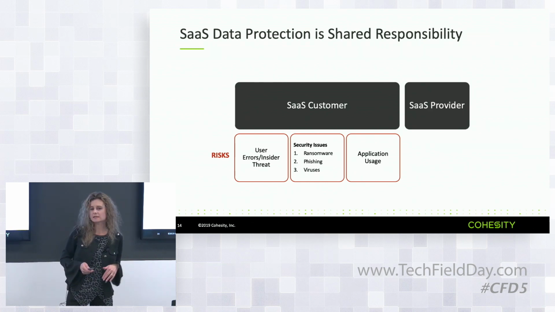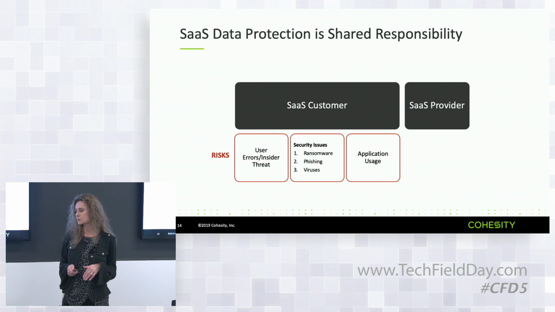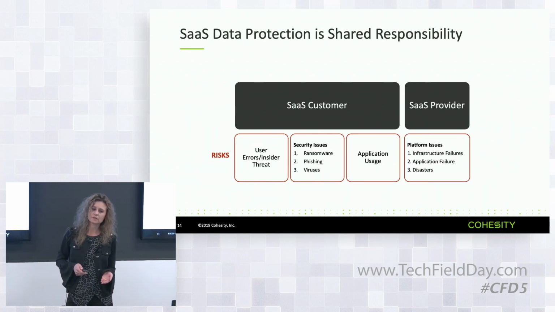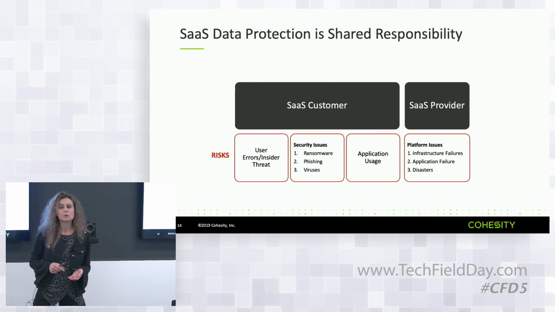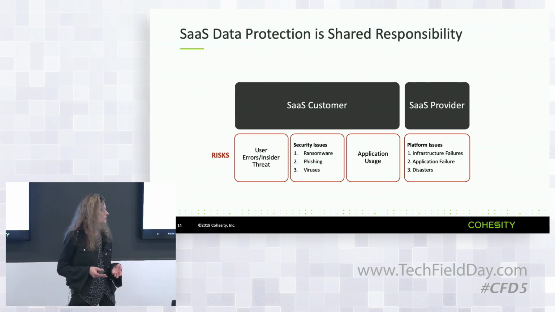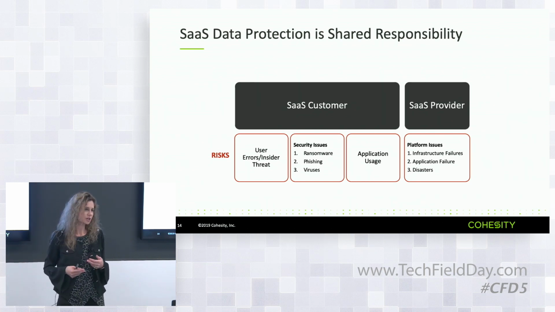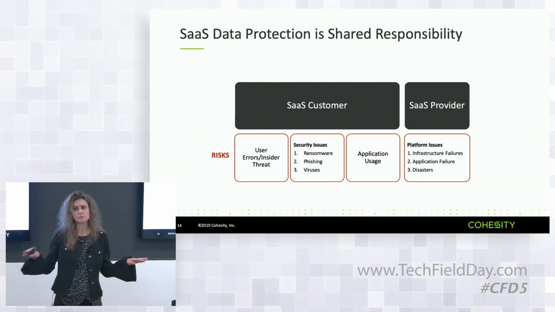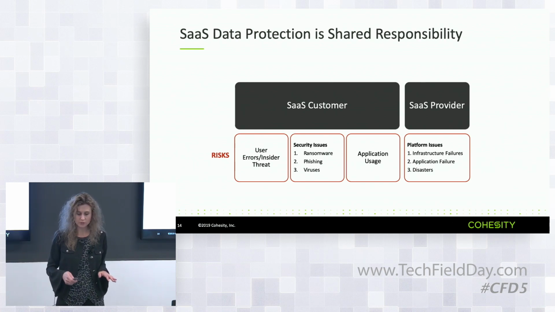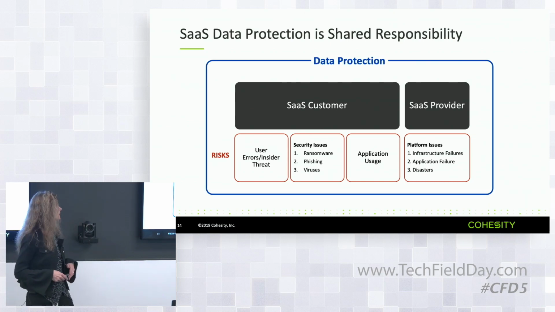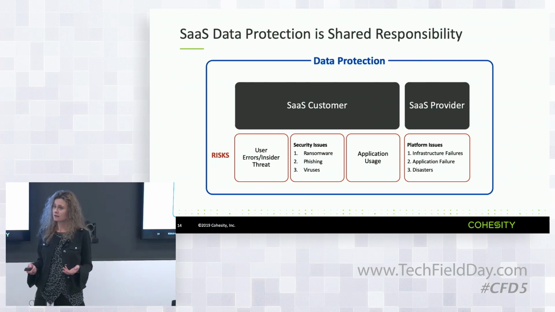Now, the SaaS provider does have some responsibility for that data here as well, and most of that comes in the form of high availability. So infrastructure failures, application failures, so like if the web servers go down, Microsoft is going to take care of that for you. You're not. And even disasters. If there's any form of a disaster with Exchange Online, all of that happens behind the scenes. Microsoft is taking care of it for you. So that's what I mean when I say data protection actually comes in two forms.